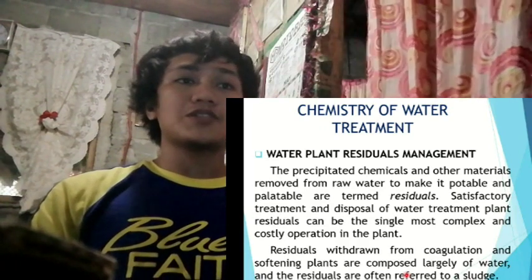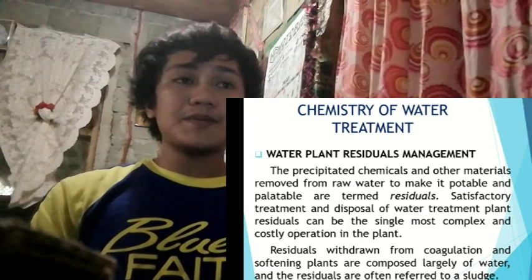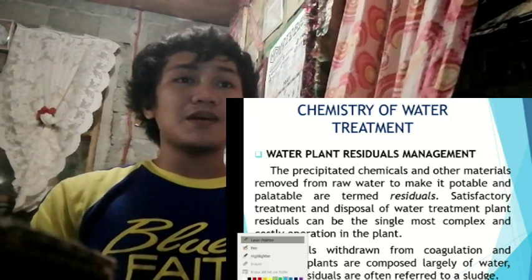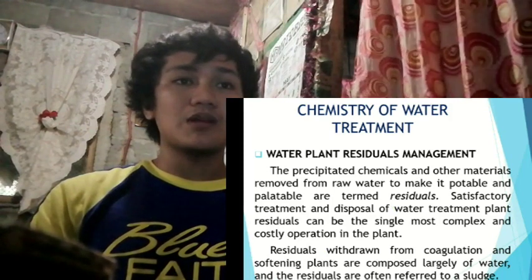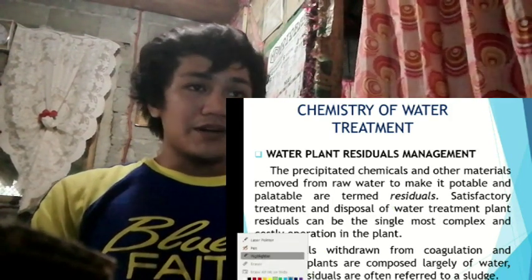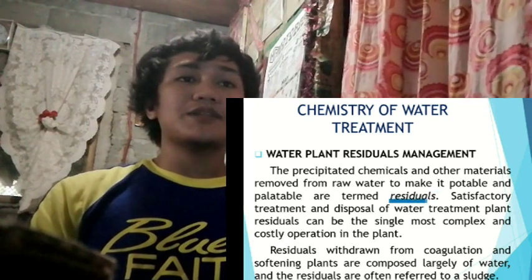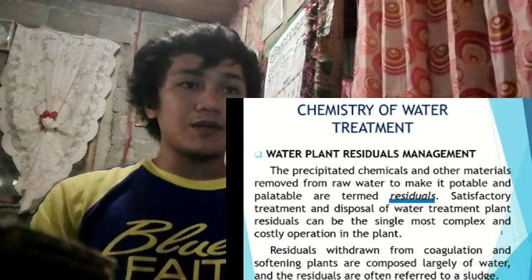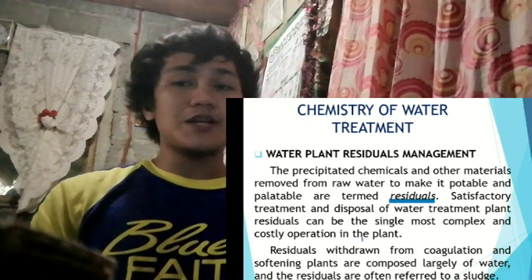Water plant residuals management. The precipitated chemicals and other materials removed from raw water to make it potable and palatable are termed residuals. Satisfactory treatment and disposal of water treatment plant residuals can be the single most complex and costly operation in the plant.